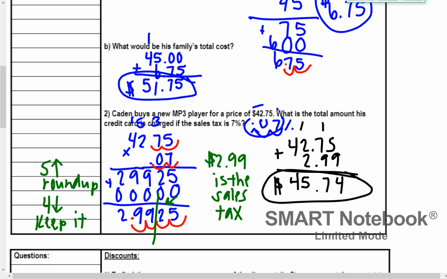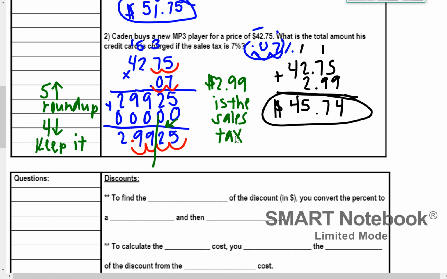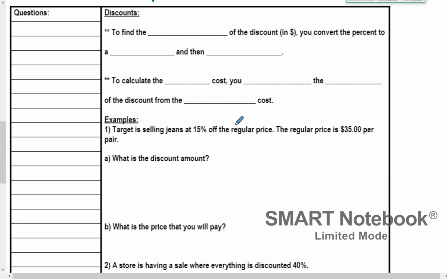Okay, so that is how we solve tax and tip problems. All right, we're now going to move on to discounts. Discounts is very similar, but there is a slight change when we're finding how much we're paying at the end.